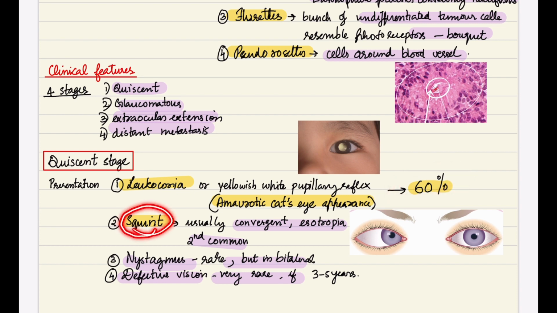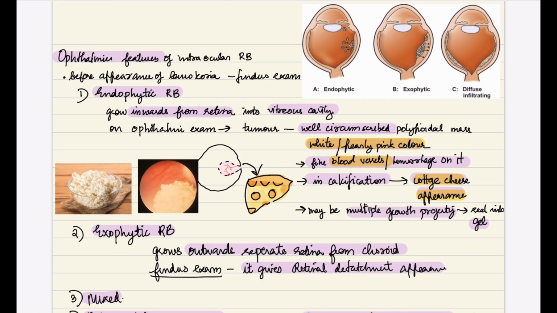Then we will be having squint. Usually it will be convergent esotropia. Then nystagmus is rare, but it may be seen if bilateral. Then defective vision can occur, though very rare. Then in the quiescent stage, ophthalmic features of intraocular retinoblastoma occur before the appearance of leukocoria. In the fundus examination, after full mydriasis is performed in children presenting with strabismus, poor vision or other quiescent features, or on screening in predisposed children, may reveal the growth.